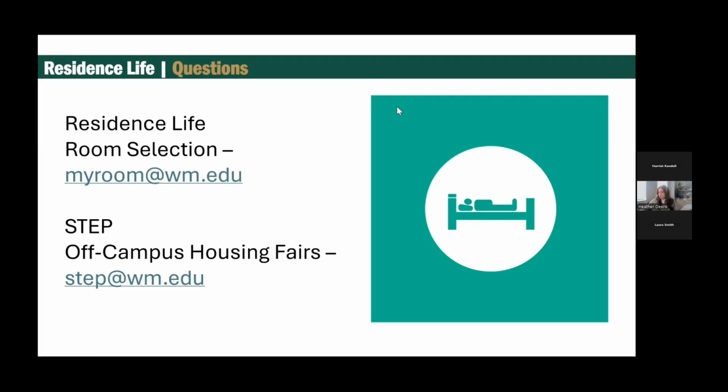Yeah, hard number to gauge. Different students have different needs every year during the room selection process. So that one really is a luck of the draw situation.